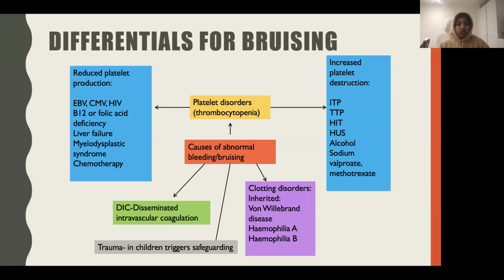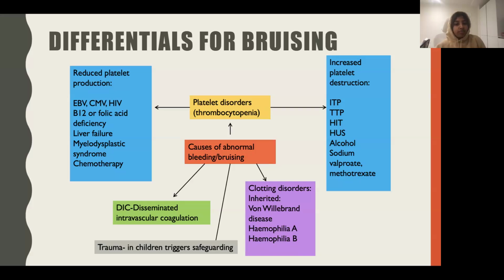And thrombocytopenia is either caused by a reduction in platelet production or an increase in platelet destruction. So some of the reasons for reduced platelet production is the viruses, so EBV, CMV, HIV, B12 or folic acid deficiency, liver failure, myelodysplastic syndrome, and chemotherapy. Whereas increased platelet destruction is your ITP, TTP, HIT, HUS, alcohol, sodium valproate, methotrexate.